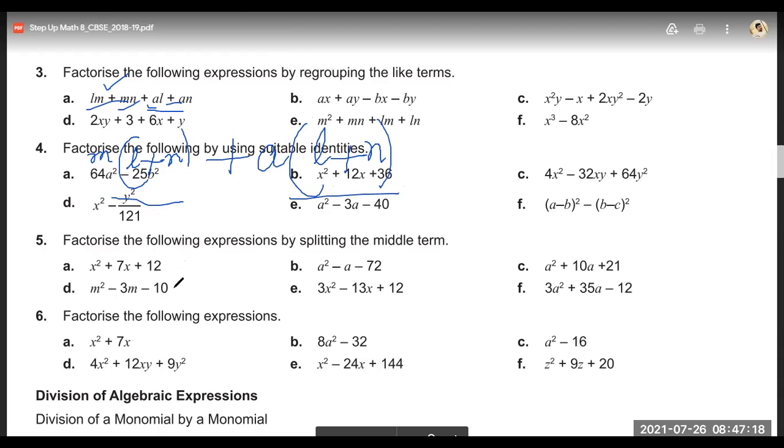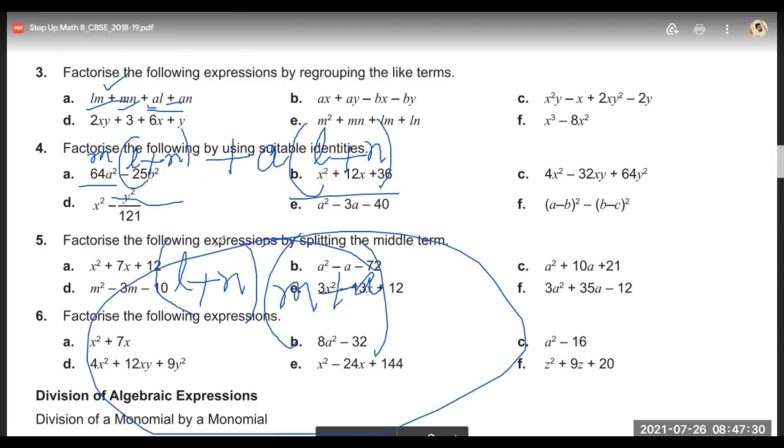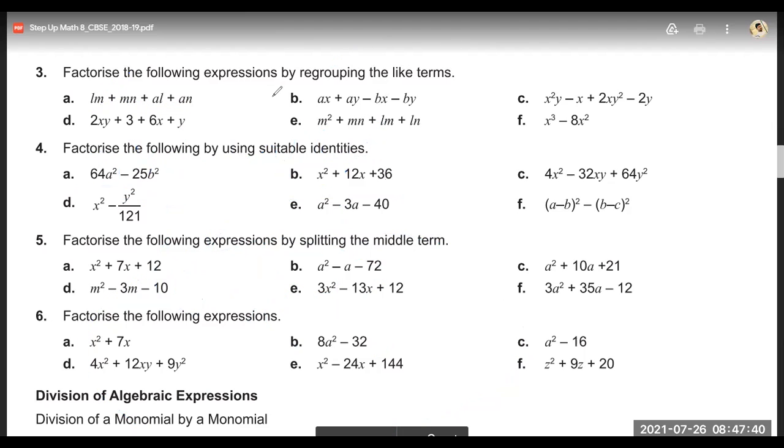Now write l plus n common, then we have m plus a. So the given 4 terms are now factorized as a product of 2 terms. Okay, so this is how we can factorize the given polynomial, as we discussed, by using regrouping like terms. We can do the same for the remaining questions also.